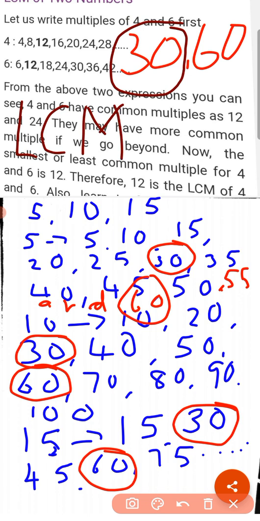So children, first you write the multiples of the given numbers. Then find the common multiples. Out of the common multiples, find the least common multiple, the smallest common multiple. That is the LCM of the given numbers.